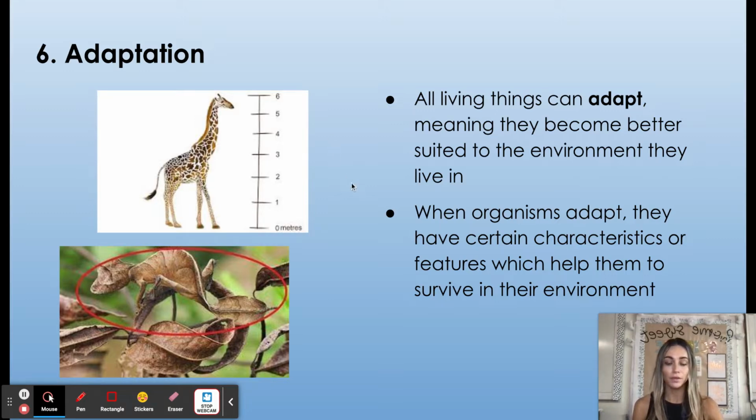So, as a review, the 6 characteristics of life are the characteristics that all living things must possess. If something is alive, it has all 6 of these characteristics. And if it does not, it means it is not alive or is non-living.